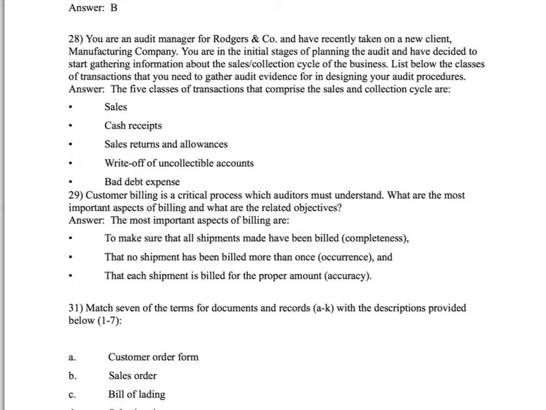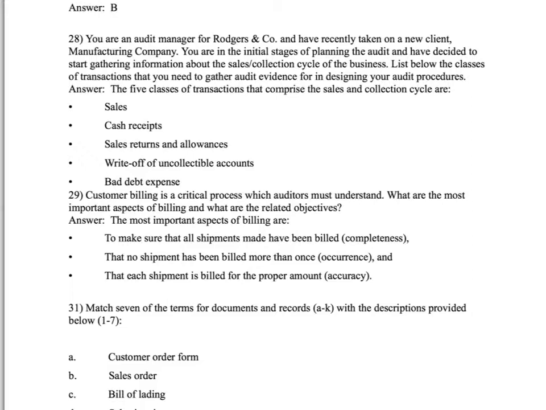Customer billings is a crucial process of which auditors need to understand what are the most important aspects of billing. So how are you billing a client? To make sure that all shipments have been billed. So you're concerned that if a shipment has been made, has it been billed? Right? The billing is really what's generating the revenue or the sale. So to make sure that's complete, that no shipment has been billed more than once.